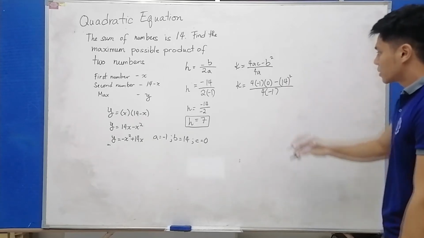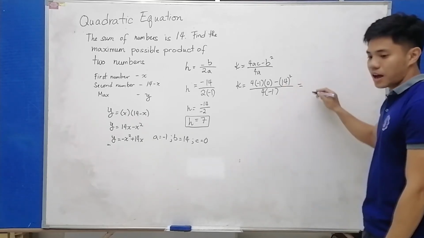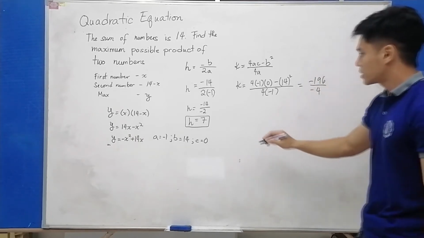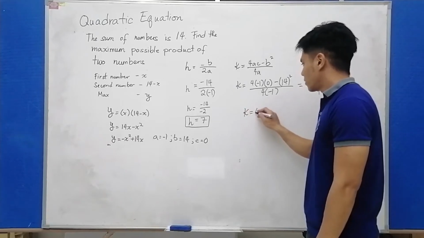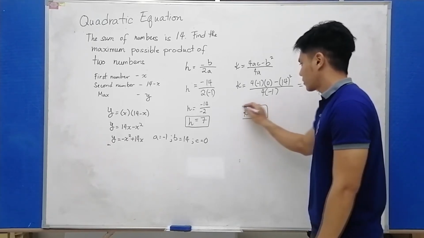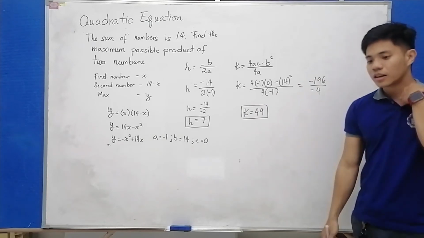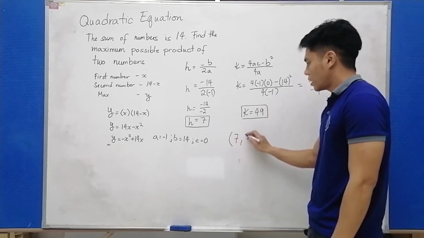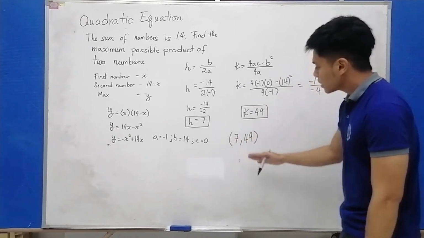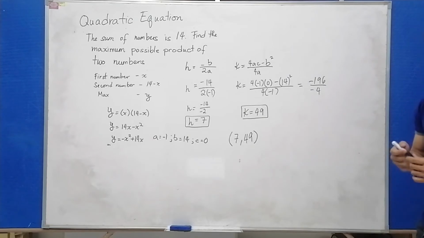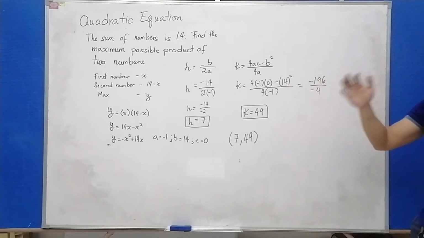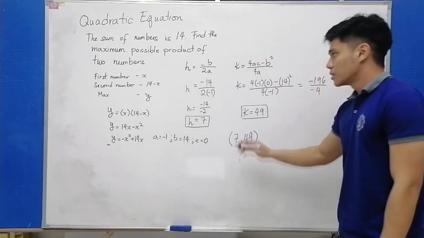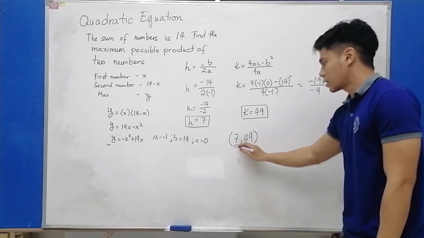Simplifying all of that, we have negative 196 all over negative 4, and k is actually 49. Because k is 49, our vertex for this function is 7 and 49, 49 being the maximum point of this function. So what are the first and second numbers? The first number is going to be 7.